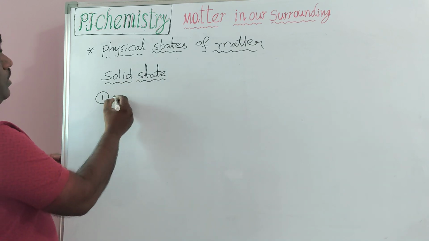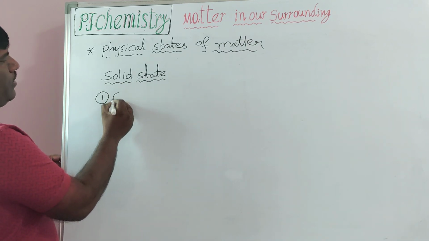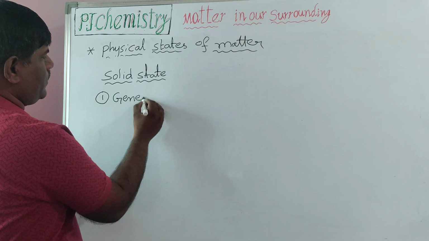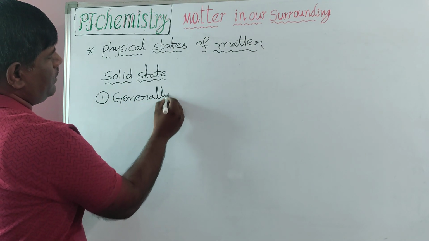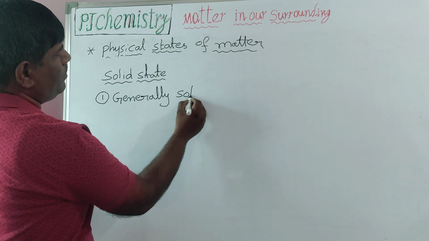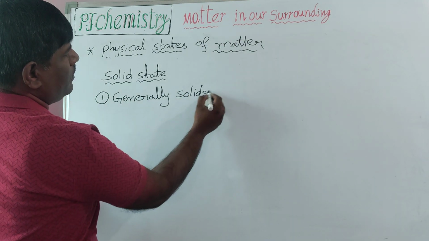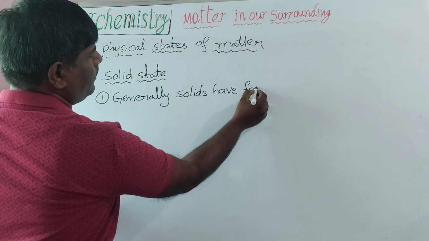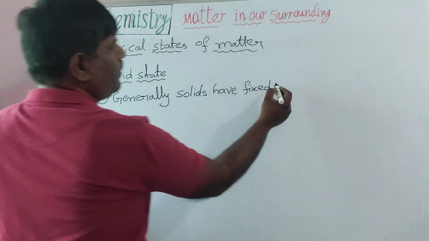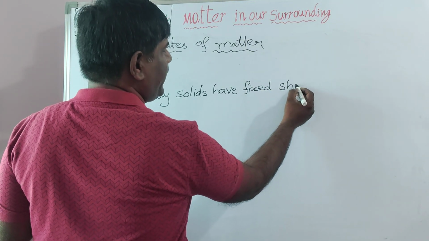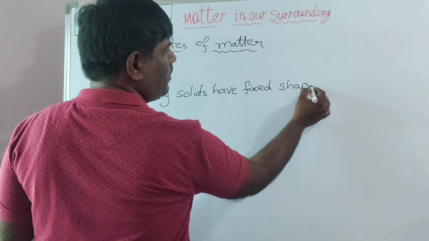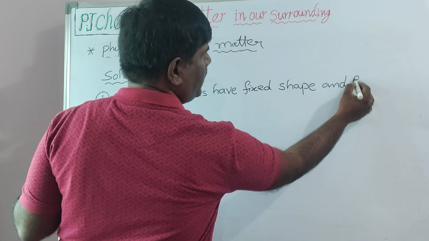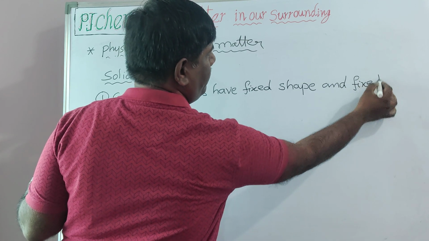Now see here, generally solids have fixed shape and fixed volume. Fixed shape, or definite shape, and fixed volume.